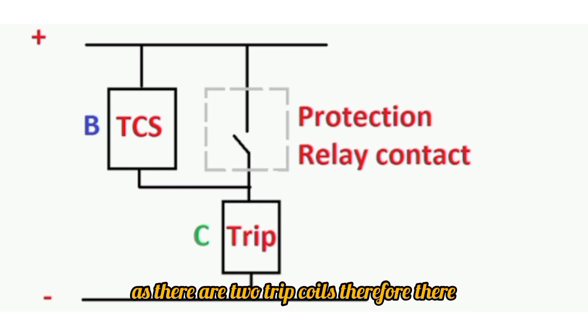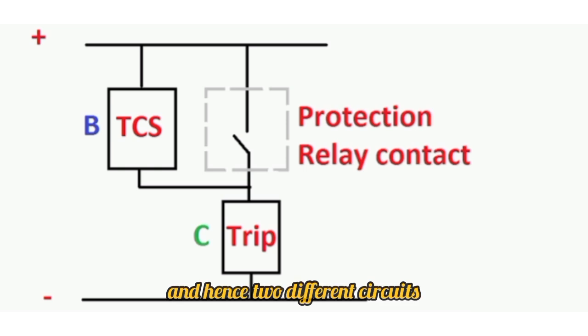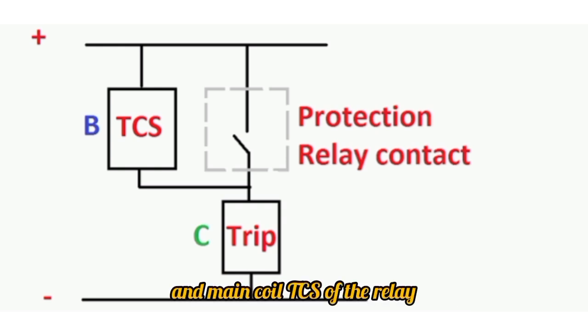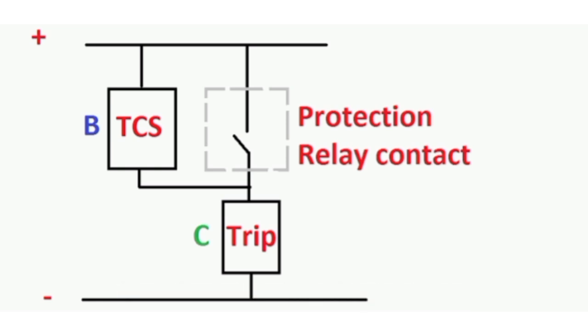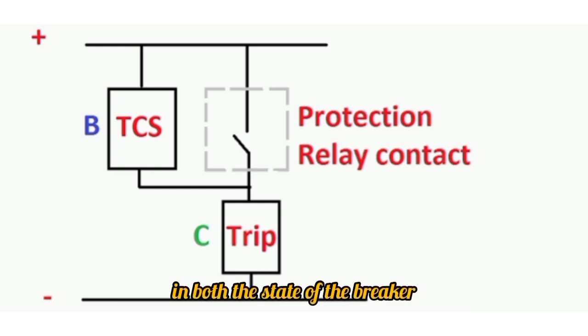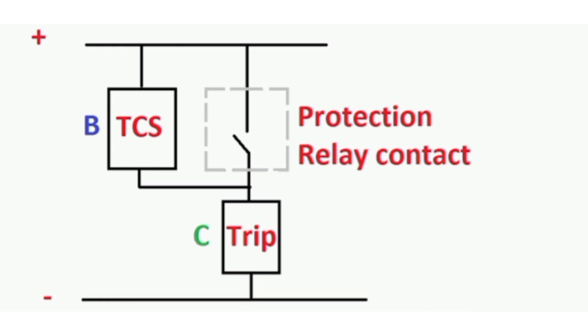As there are two trip coils, there will be two trip circuit supervision relays and hence two different circuits. This relay has three coils, namely RLA, RLB and the main coil, TCS, of the relay. Now a breaker may either be open or closed. Therefore, we need to monitor the healthiness in both states of the breaker. Thus, trip circuit supervision is divided into pre-close and post-close supervision.